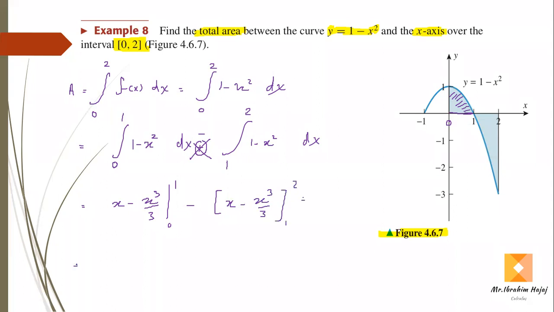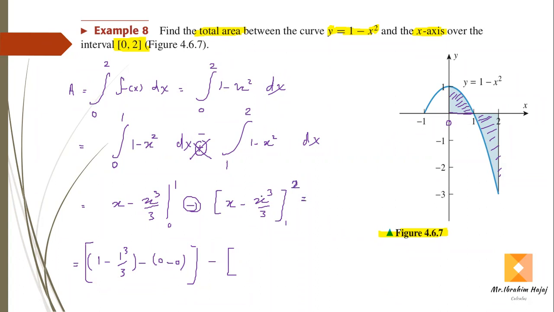Then we start the substitution. First, with 1 we have 1 minus 1 cubed over 3, which is 1 minus 1 over 3, minus 0, no need here. For the second one, why is it minus? This area, guys, is below the x-axis, so we make it minus to give us the net. 1 minus 1 over 3, it's 2 now, from 1 to 2.